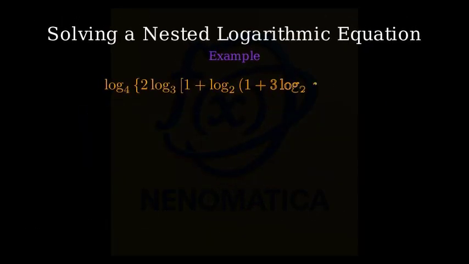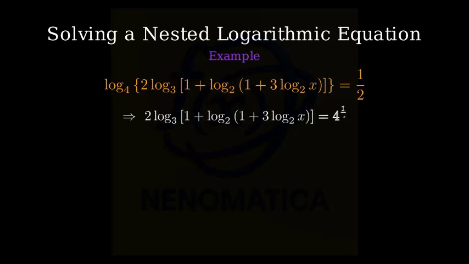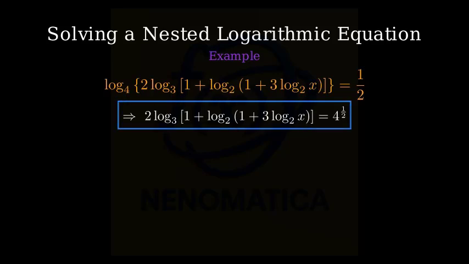Here is the problem statement. Read as log base 4 of, curly brace, 2 times log base 3 of, bracket, 1 plus log base 2 of, parentheses, 1 plus 3 log base 2 of x, close parentheses, close bracket, close curly brace, equals 1/2. Step 1. Convert the outer logarithm to its exponential form. That gives 2 times log base 3 of the bracketed expression equals 4 to the 1/2.